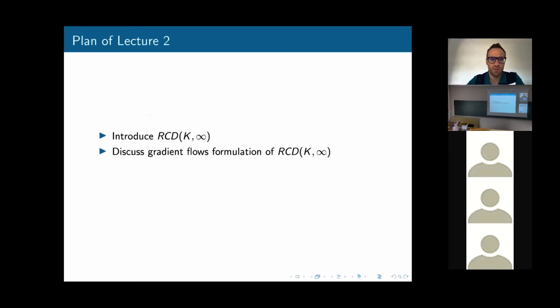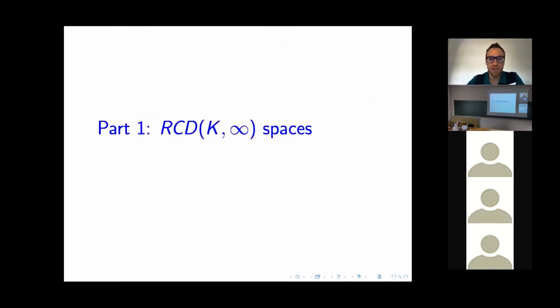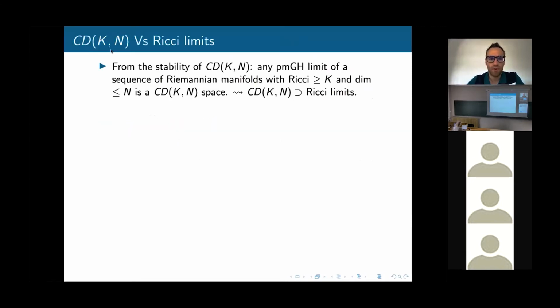Stability. Okay, so I was saying that we are moving to the RCD(K,∞) spaces. Why would we like to introduce some new spaces, since the CD spaces are so natural, they are stable, and one can prove so many inequalities? Well, let me introduce the topic. From the stability of the CD(K,N) class, any limit of a sequence of Riemannian manifolds with Ricci bounded below and dimension bounded above is a CD(K,N) space.